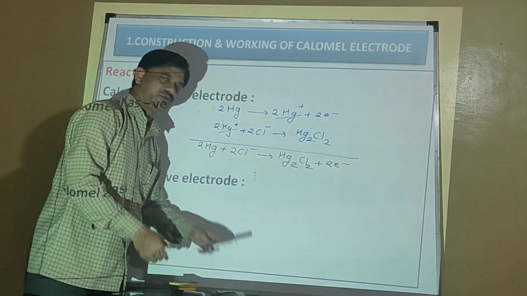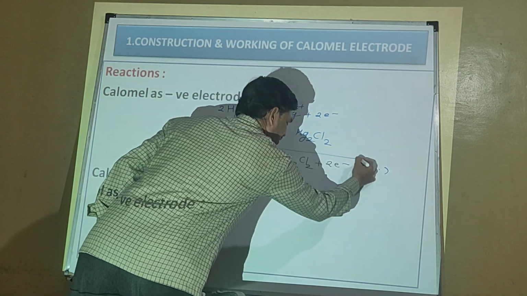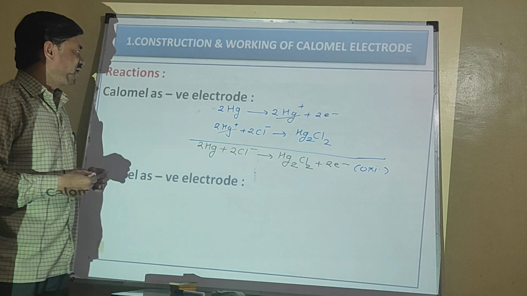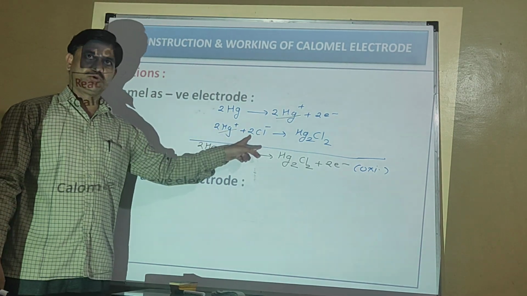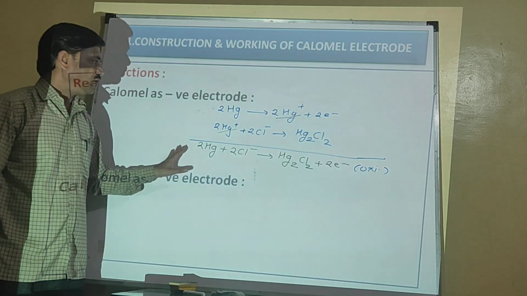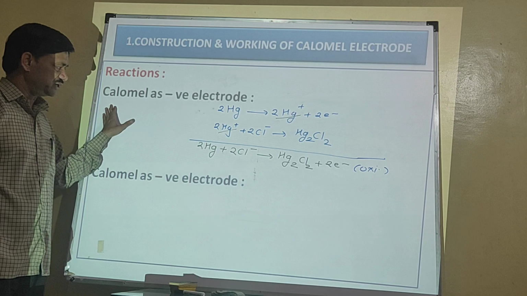So what does this loss of 2 electrons indicate? Oxidation. So remember here, when calomel acts as negative electrode, what happens? Mercury atom gets oxidized. It reacts with chloride to form Hg2Cl2. Overall, there is loss of electrons, and this phenomenon is called oxidation.